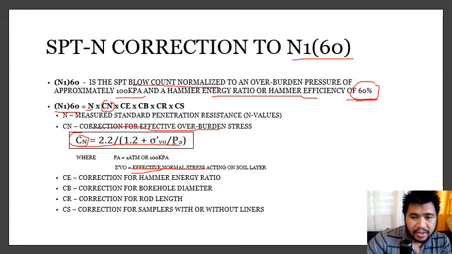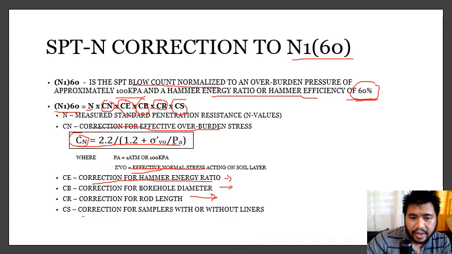Okay, so this is your Cn. Your Ce is your correction for the hammer energy ratio, so this will depend on the type of equipment that you're using. Borehole diameter will depend on the size of your borehole. Rod length, again, depends on the depth of your drilling.